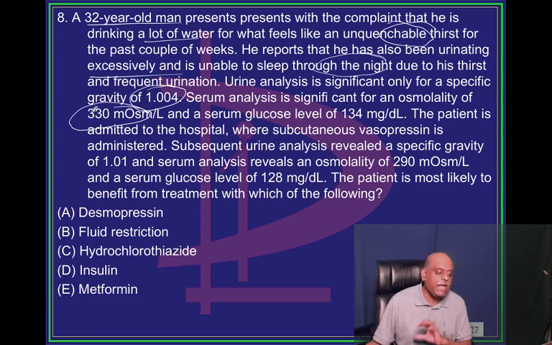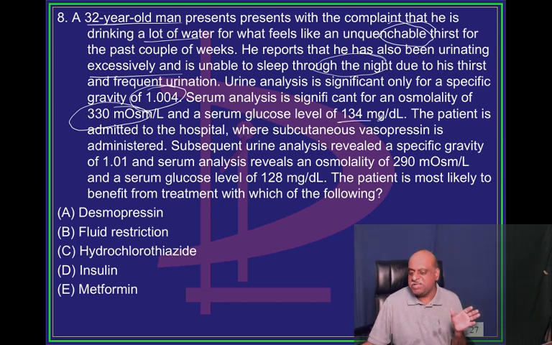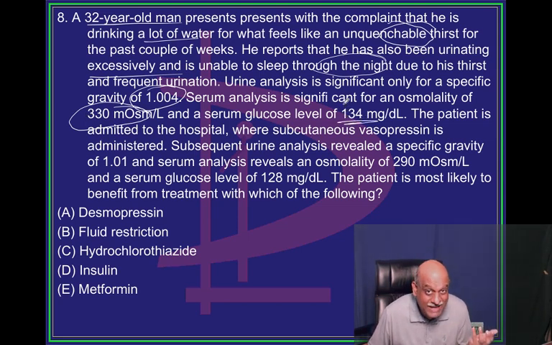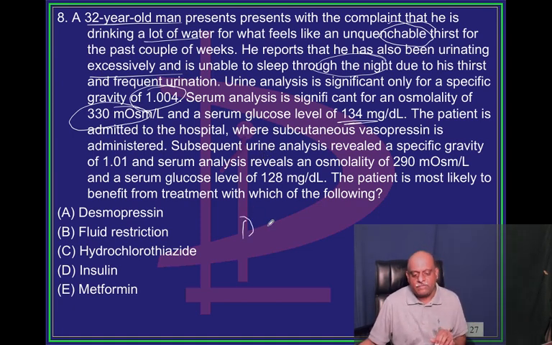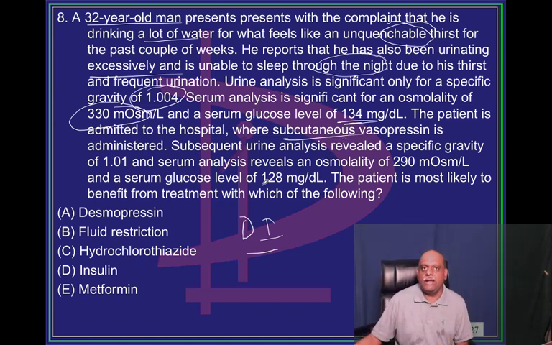Hyperosmolarity can sometimes be because of hyperglycemia, but there is not really that much hyperglycemia. The patient is admitted, thought to be a case of diabetes insipidus, and subcutaneous vasopressin has been given. Subsequent urine analysis has shown that the urine specific gravity improved and the osmolarity of the plasma decreased. That means there is no diuresis and water is reabsorbed into the body.